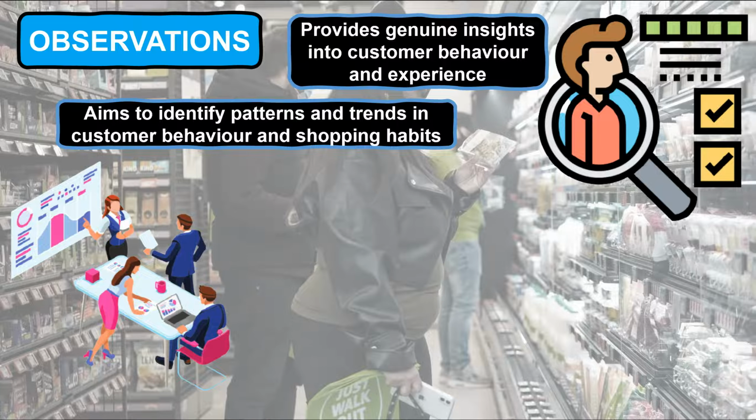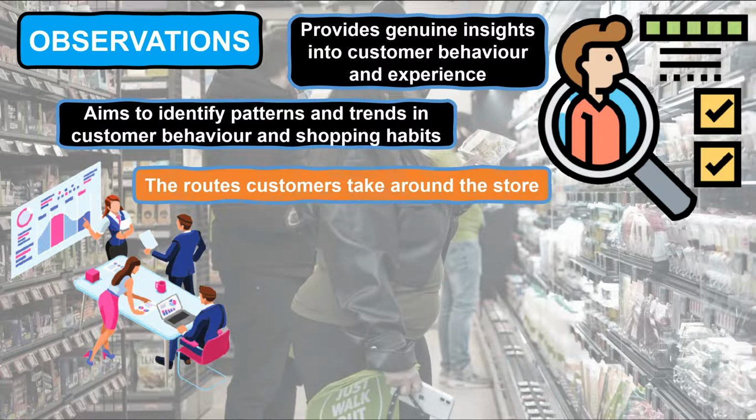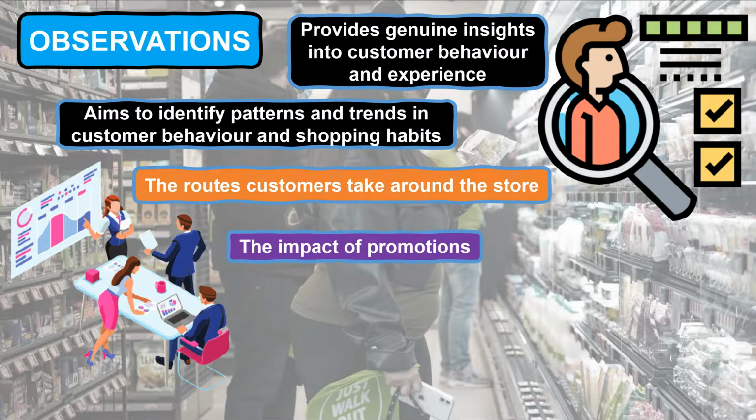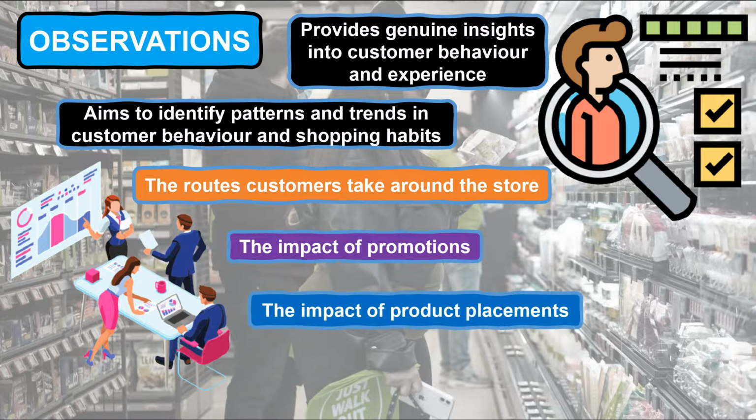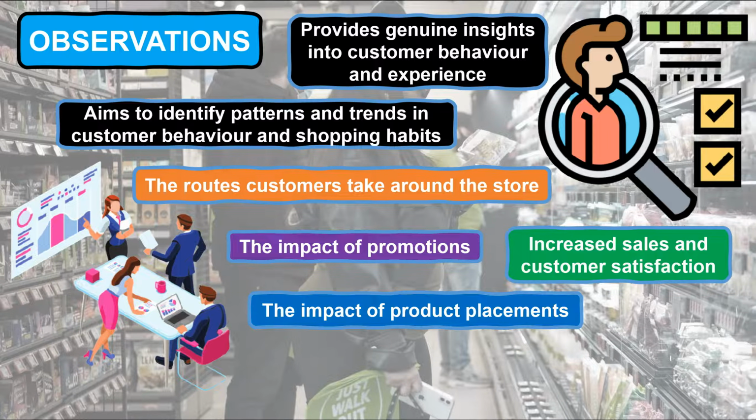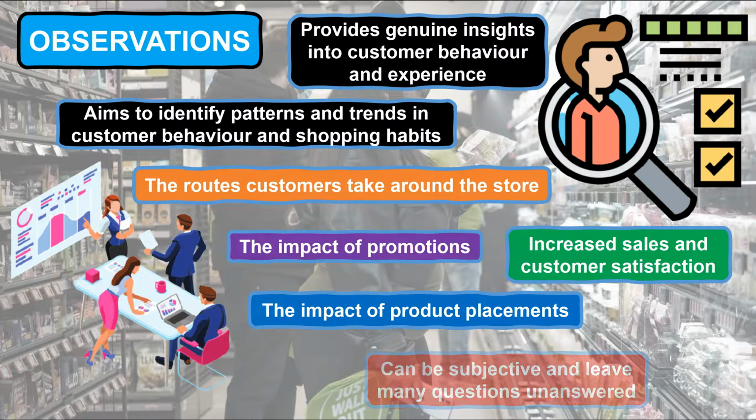Even having information which many people would potentially consider minor about customers, such as the path a typical customer takes around the store, the impact of different promotions, or the impact of product placements on their buying behaviour. A business is able to use this information to firstly improve their experience by making changes to the store layout and any promotions used, to ultimately influence their behaviour in a positive manner, with the aim of increasing spending and levels of customer satisfaction. However, it is important to understand that the findings of observations can be subjective, and often leaves many questions unanswered as a result.